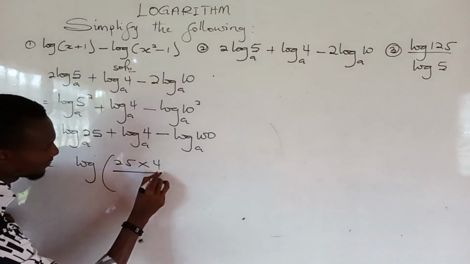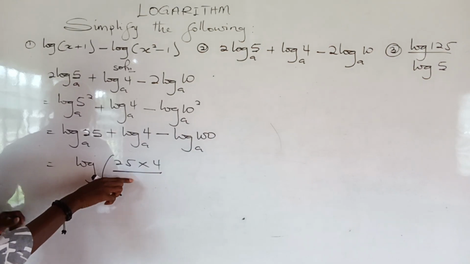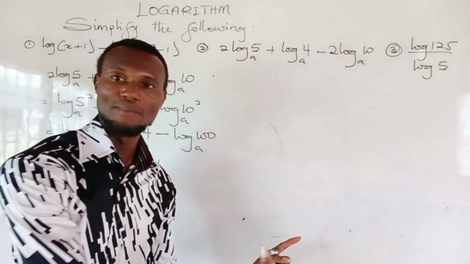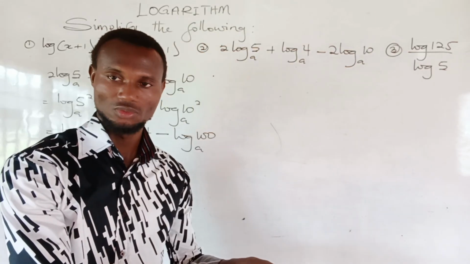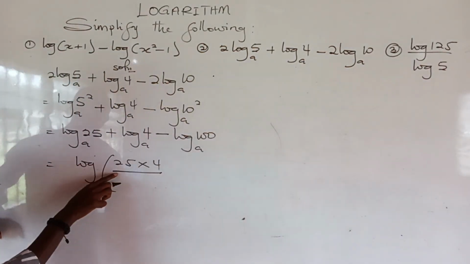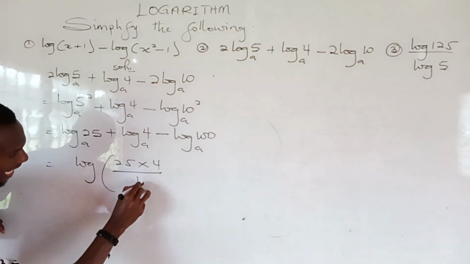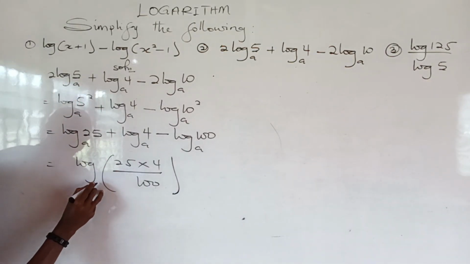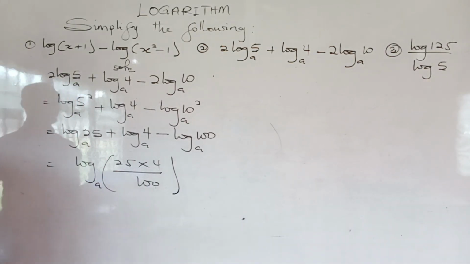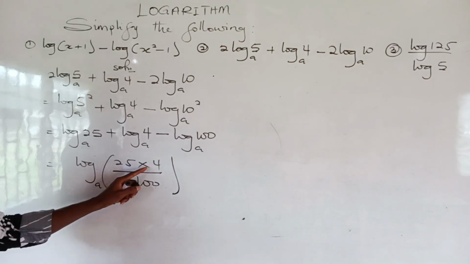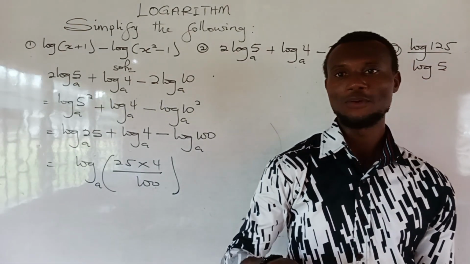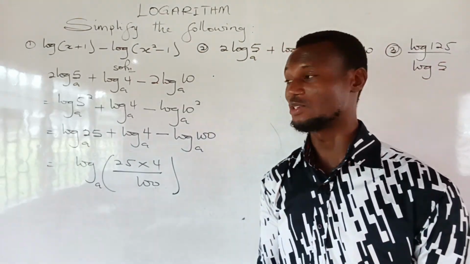So 25 times 4 over, because I'm seeing subtraction here, that brings to mind the quotient rule, which is division. So all over the 100. So this is what we need to do. Don't forget to bring your base a. So I have log of 25 times 4 over 100 to the base a. I hope you understand and you agree with me up to this point.